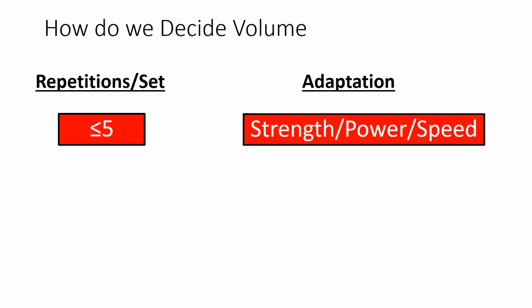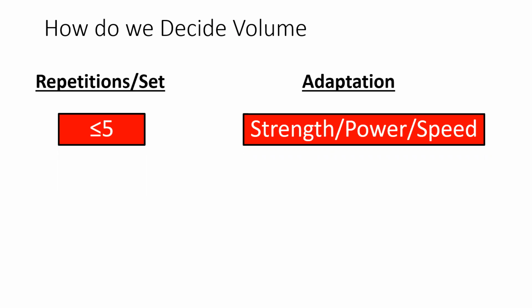Okay, how do we choose our volume, or set specific volume? Our volume will be very associated to our intensity, and based on the maximum number of repetitions we can perform with an intensity, or with a prescribed load. So if we are trying to train for strength, power, and speed, we need to perform 5 or fewer repetitions per set.